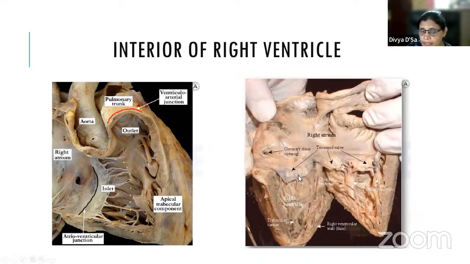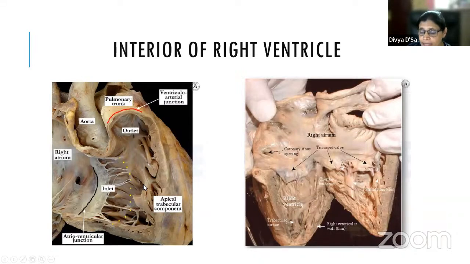And these valves show scalloping. And to these scalloping ends, to the margins, the chordae tendineae are attached. So the interior of the right ventricle will show two areas. One is the rough inflow part and a smooth outflow part. This is the outlet, which is smooth, whereas this is the inlet, which is rough.